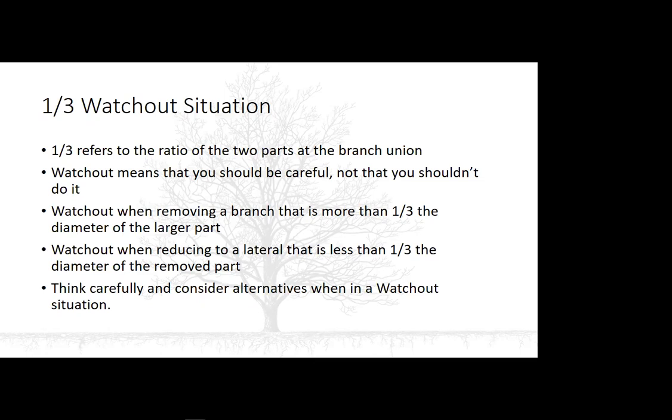and consider other alternatives. So with removals, you want to try to avoid removing branches that are more than 1/3 the diameter of the larger part. So if you're cutting a branch off the trunk, you would prefer to do it when that branch is less than 1/3 the diameter of the trunk. If you're cutting a lateral branch off, you want it to be less than 1/3 the diameter of the branch.